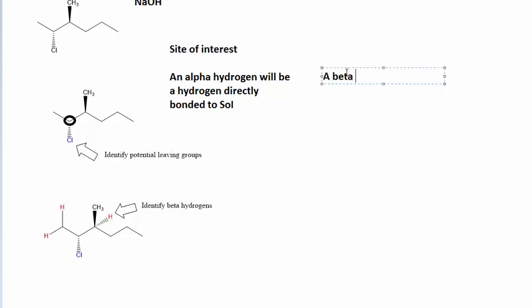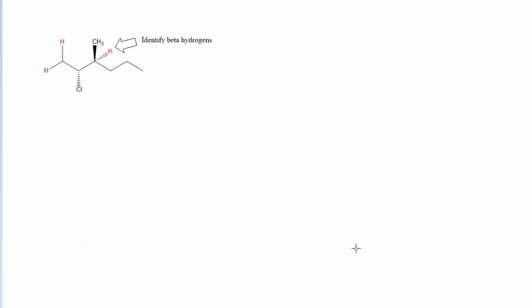But a beta hydrogen will be on the carbon adjacent to the site of interest. So what we're talking about when we mean beta hydrogens are the carbons one off of the site of interest. So that's to the right and to the left adjacently, this guy and this guy. So any CH bonds will be considered beta hydrogens. So these are the beta hydrogens, and this is our leaving group or our site of interest.